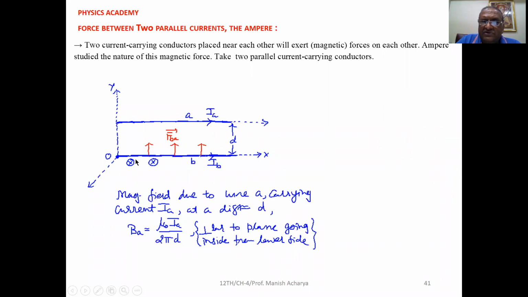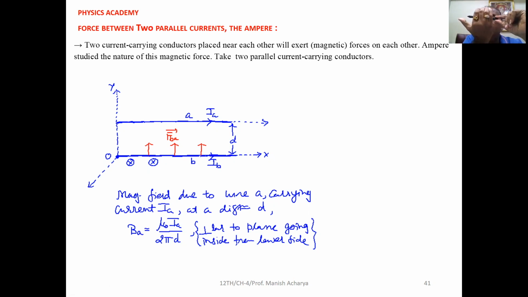Now see here, as shown in the figure, this is X direction, this is Y direction. So Z direction, that is perpendicular to the plane of paper and outward, that is Z direction. Now magnetic field of current carrying wire A. So this is wire A, wire B is below it.